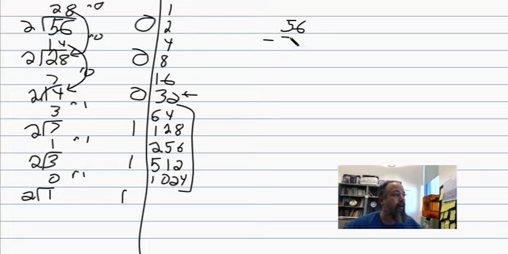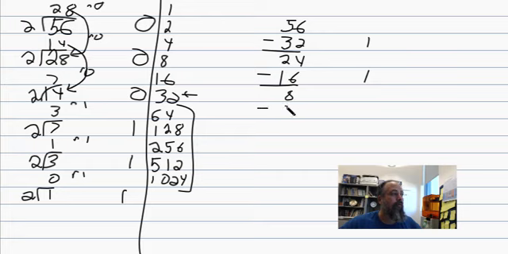So 56 minus 32. Every time we can subtract it, we write a 1 over here. Okay? 56 minus 32 gives us 24. The next power of 2 is, excuse me, 16. Can 24 subtract 16 and still be positive? It can, so we're going to write a 1 over here. 24 minus 16 is 8, right?